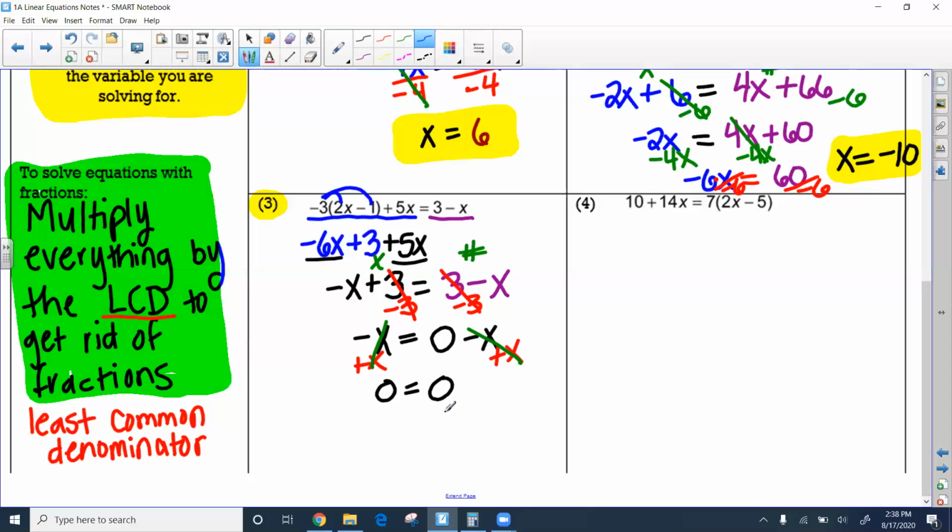If your variables are eliminated, think to yourself whether you're left with a true statement or not. So ask yourself, is it true that 0 is equal to 0? And yes, that is true. 0 is always equal to 0. So what that means, if you end up with something like this, is that the solution is all real numbers.